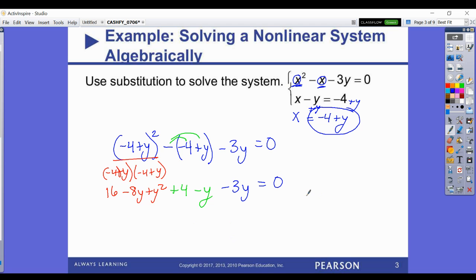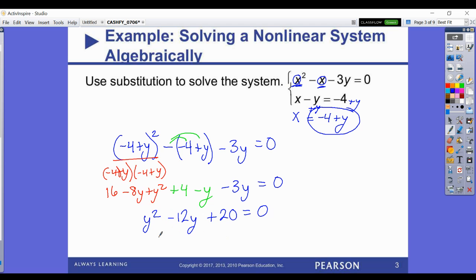Now I can put these in order. So there's a y squared there. I'm going to put that in the front. And then I'm going to combine all my y terms. So I have -8, -1, and -3, which is -12y. And then 16 plus 4 is 20. So I can solve this.